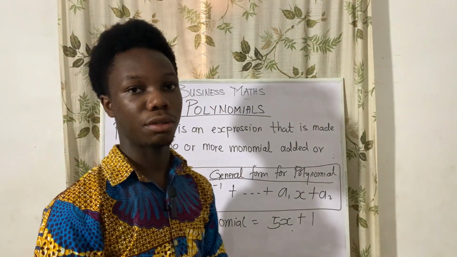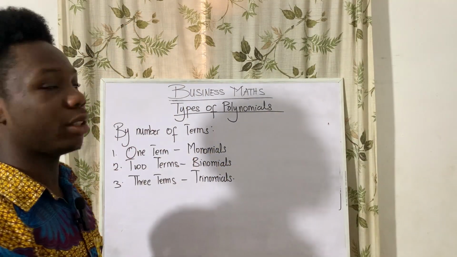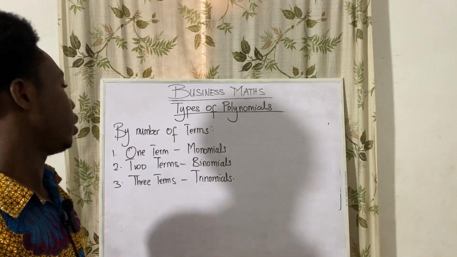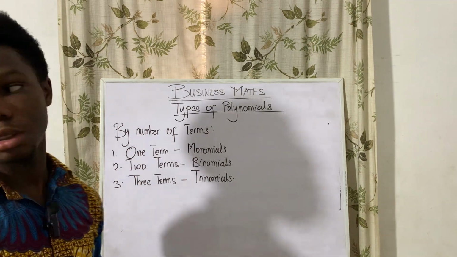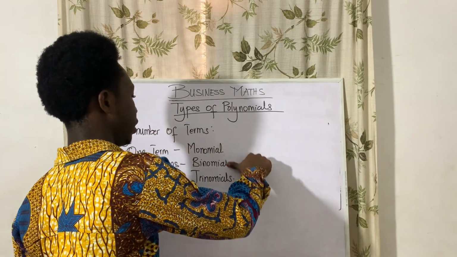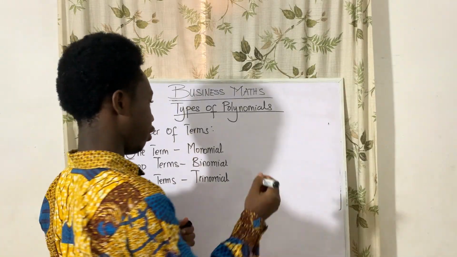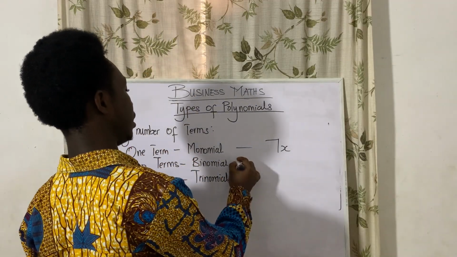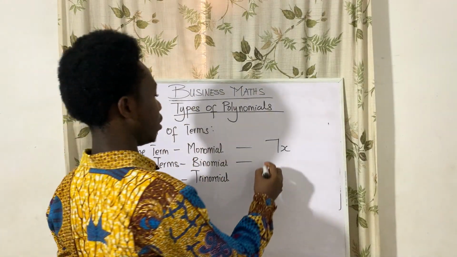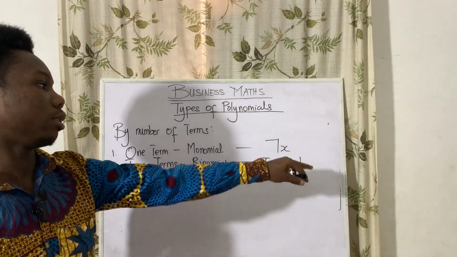Now let's look at the types of polynomials. By number of terms, one term is what? Monomial. Two terms is binomial. Three terms is what? Trinomial. An example of a monomial is, let's say, 7x. It has only one term. An example of a binomial is 5x plus 1. It has two terms.